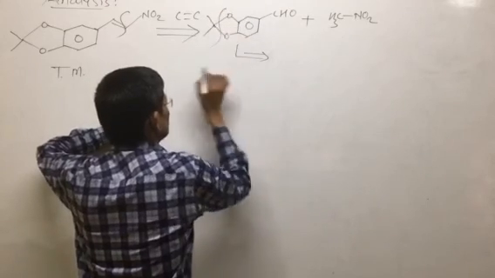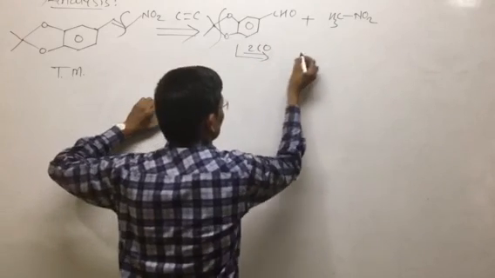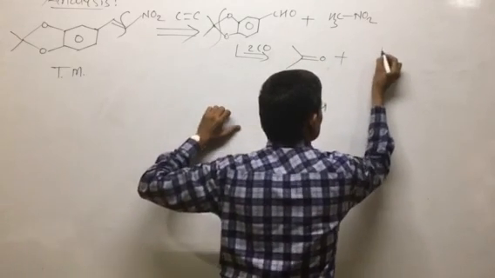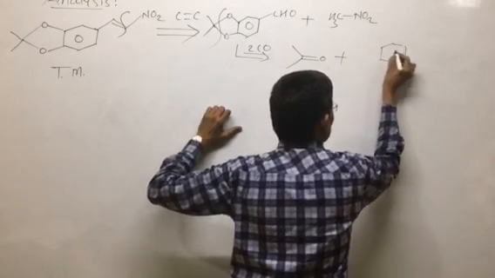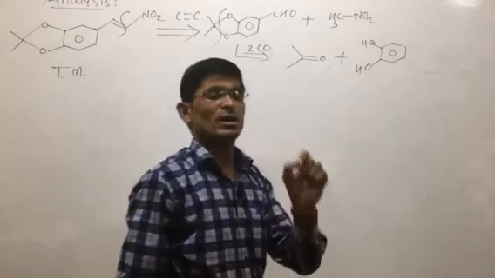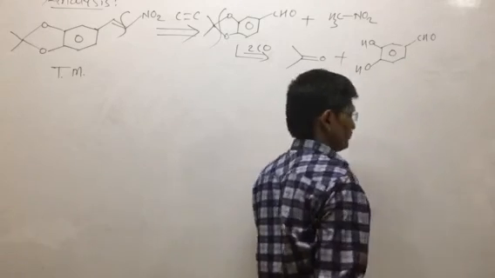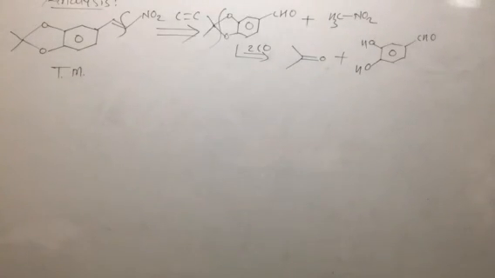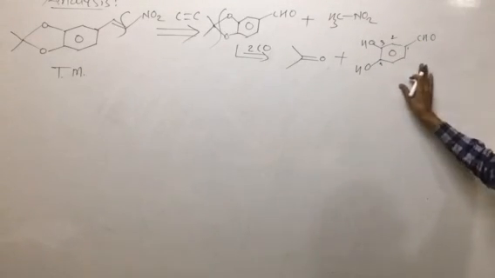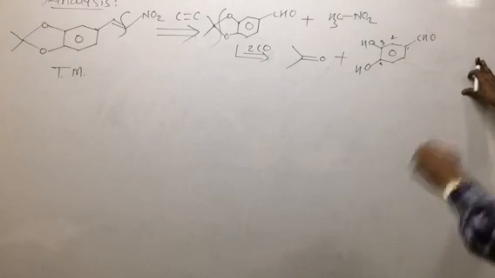If you want a 2C-O disconnection here, then what happens? The synthetic equivalent is acetone, and this is catechol. This type of compound is known as catechol. Again it has CHO as a functional group. So this is 3,4-dihydroxybenzaldehyde.